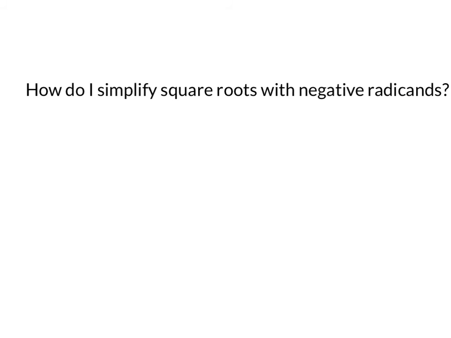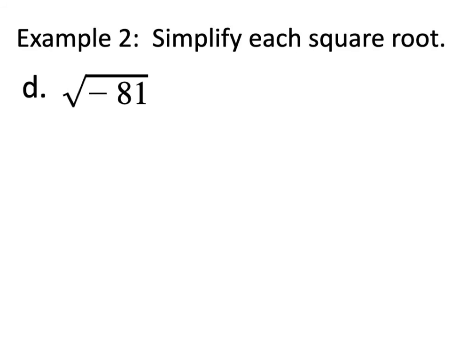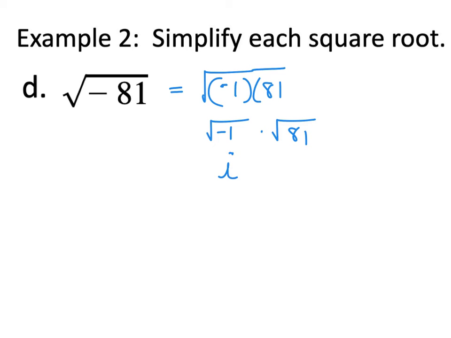The second thing I'd like to do is remind you how to simplify square roots with negative radicands. To simplify the square root of negative 81, this could be expressed as negative 1 times 81 in the radicand. And we know the square root of negative 1 is defined as i, and the square root of 81 is 9. So this is best expressed as 9i.